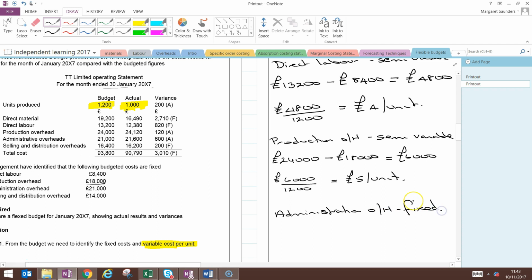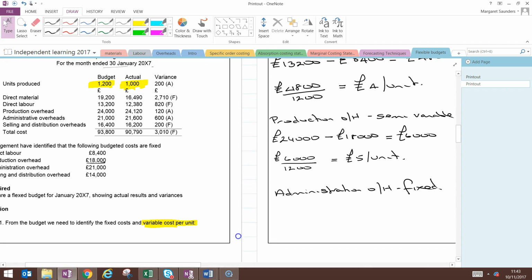So we don't need to do any calculation with that particular cost. And lastly, selling and distribution. We are told that £14,000 is fixed. The total overhead is 16,400, so the difference must be variable. So selling and distribution is a semi-variable cost.